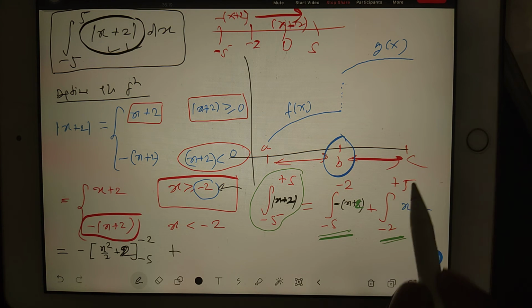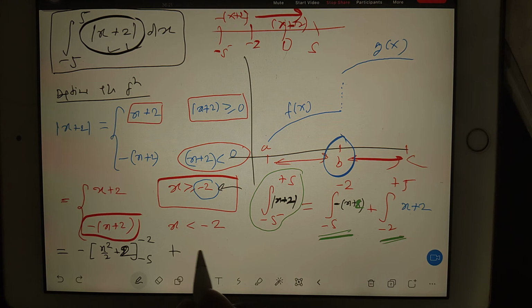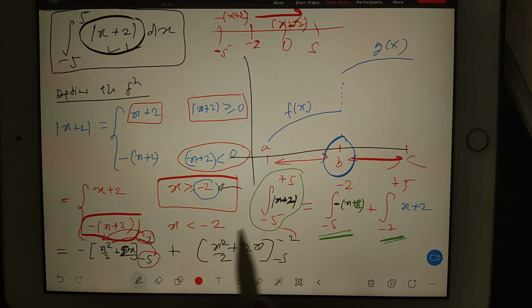Then plus this one you will further integrate as x square by 2 plus 2x here also, and then you put minus 5 to minus 2. That's all, almost job over. Then you know very well how to use the limit. Minus 2 substitute here, then put minus sign, then minus 5 substitute here, then solve this again. So your final answer you can calculate.